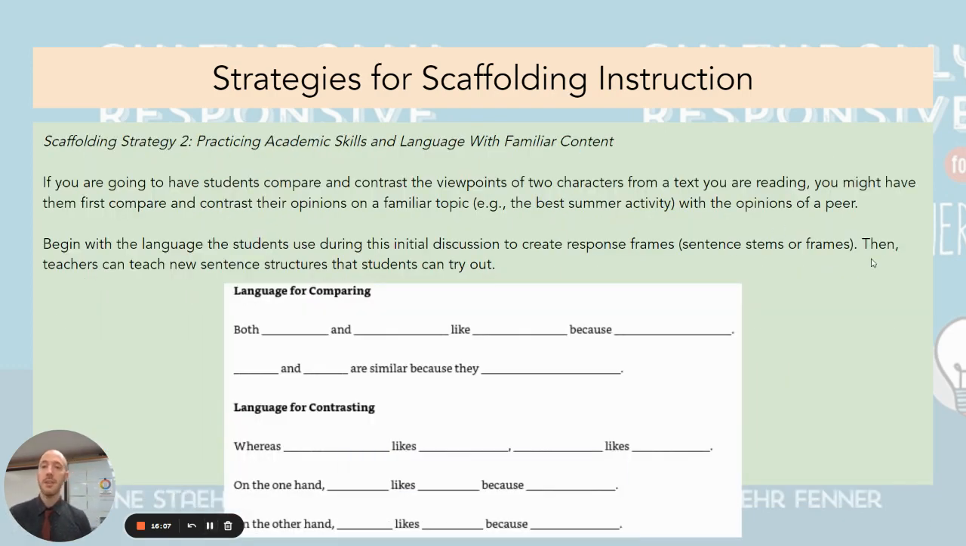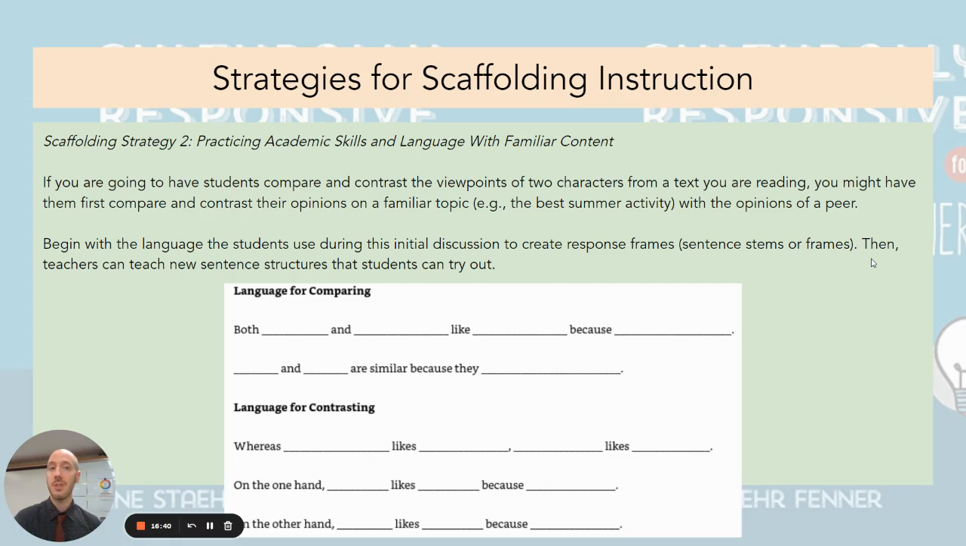Something else that we can do is practice academic skills and language with familiar content. Practicing academic language and skills with familiar content is an excellent strategy to introduce students to new academic skills and the language they need for those academic skills. So here's an example. If you're going to have students compare and contrast the viewpoints of 2 characters from a text you are reading, you might have them first compare and contrast their opinions on a familiar topic, for example, the best summer activity, with the opinions of a peer.